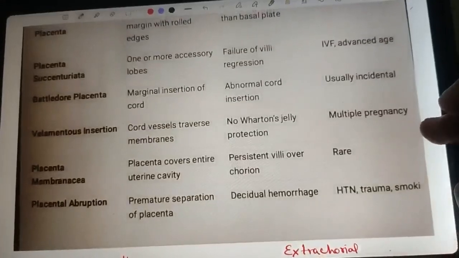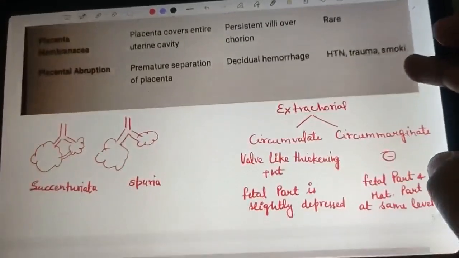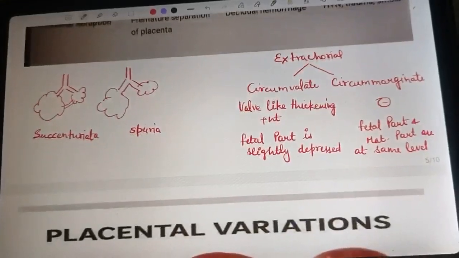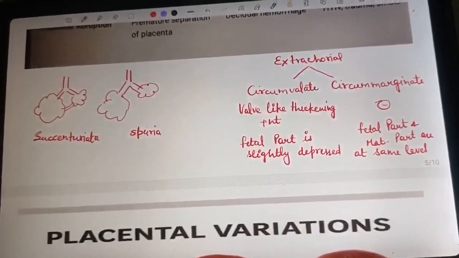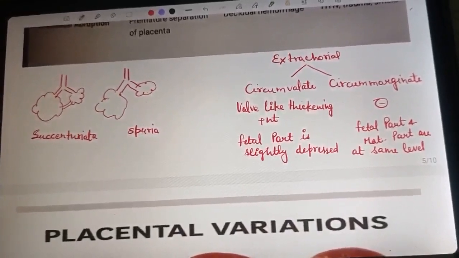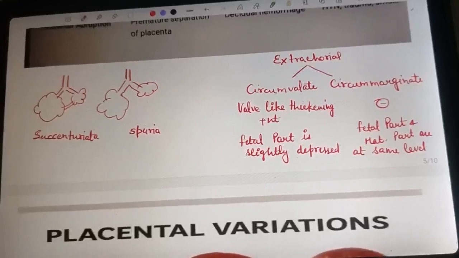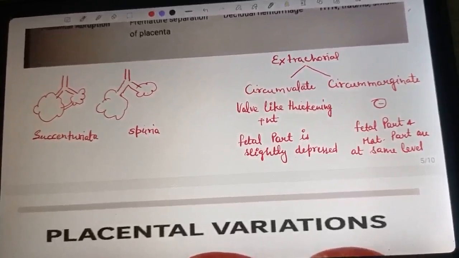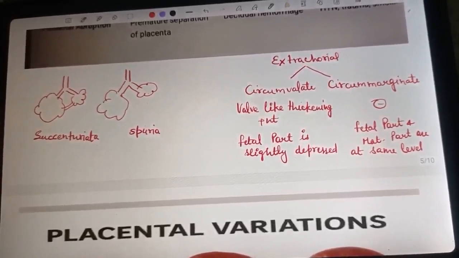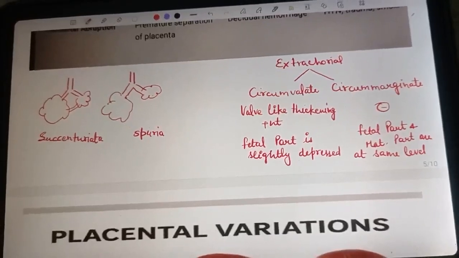Now what will happen if circumvallate and circummarginate conditions appear? Less blood goes to the fetus because the fetal side is small, and there will be less urine. It will eventually lead to oligohydramnios and lead to preterm labor.